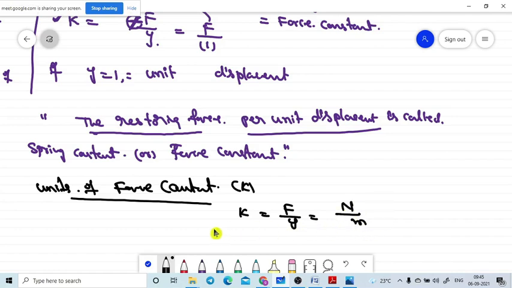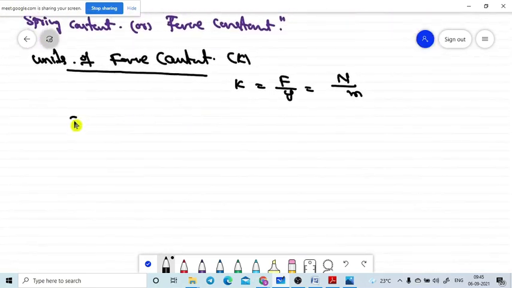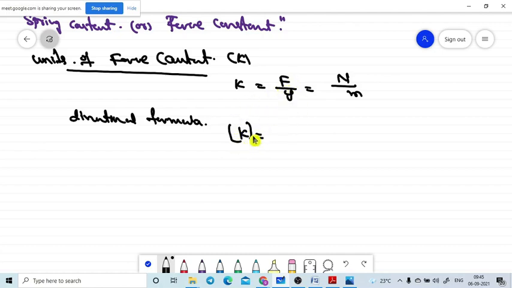What is the dimensional formula for the force constant? The dimensional formula of force is M L T power minus 2, divided by Y, the displacement, which is nothing but length. Length is cancelled. That is equal to M L^0 T power minus 2. This is the dimensional formula for the force constant.